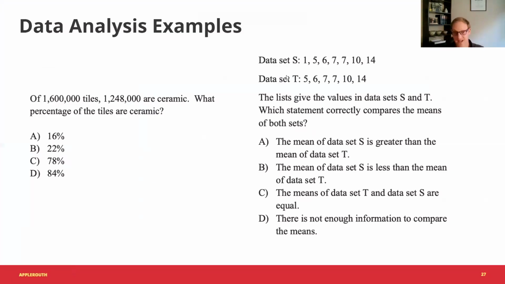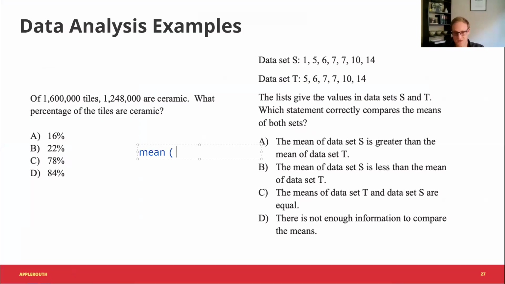For the one on the right side, you can literally just type the word mean and put the numbers in with commas in between this time, and it'll spit out the mean. So very easy for harder questions to test those. Yeah, hopefully that was helpful.